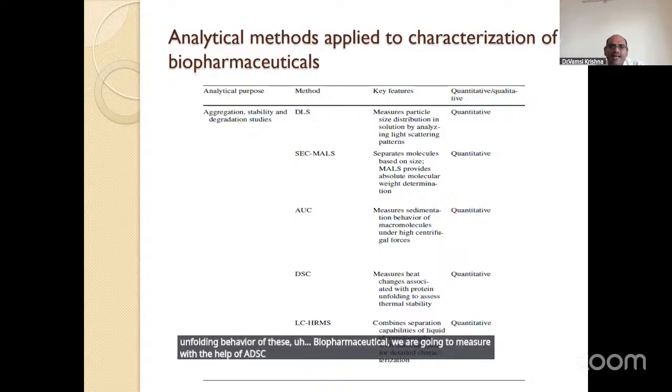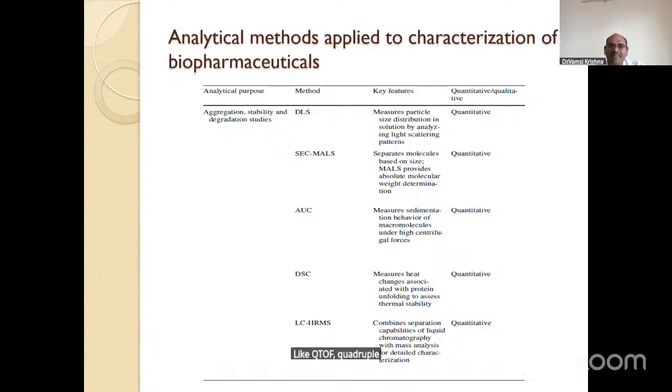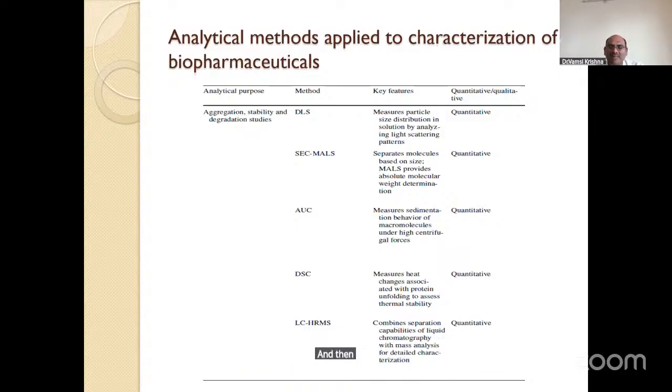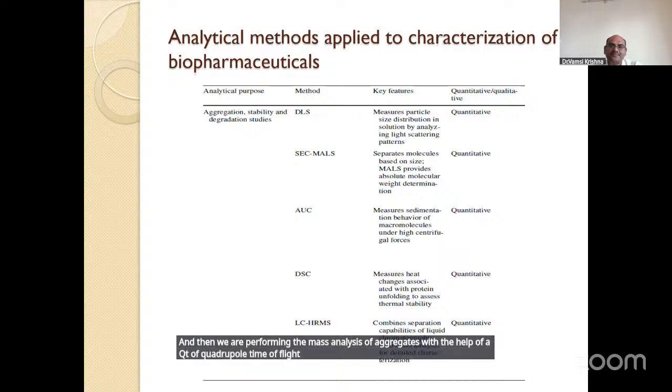And then LC-HRMS, liquid chromatography and high resolution mass spectrometry, with techniques like QTOF, quadrupole time of flight, or Orbitrap, we use for determination of these aggregates. Here we combine separation capabilities, like size exclusion chromatography, and then we perform the mass analysis of aggregates with the help of a QTOF, quadrupole time of flight mass spectrometer.